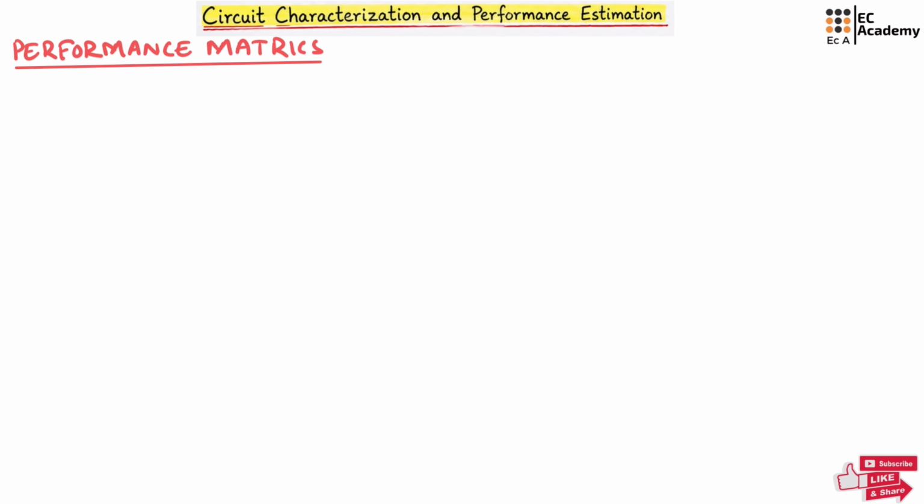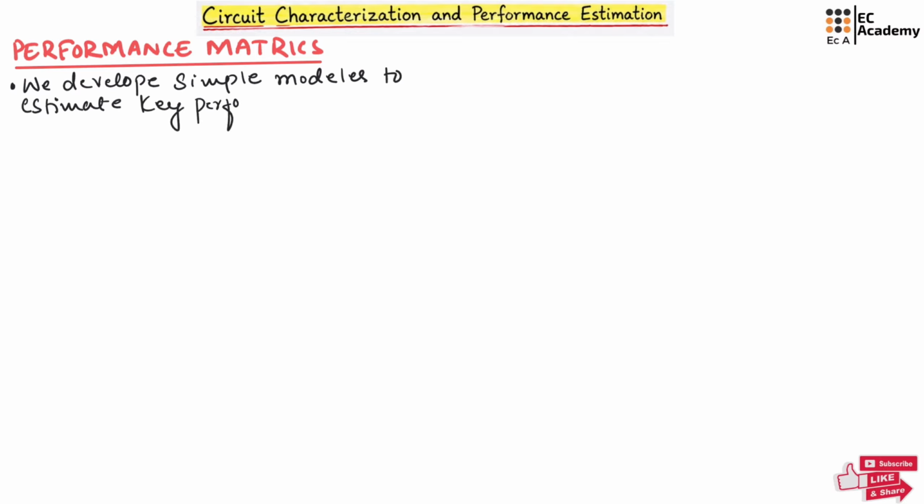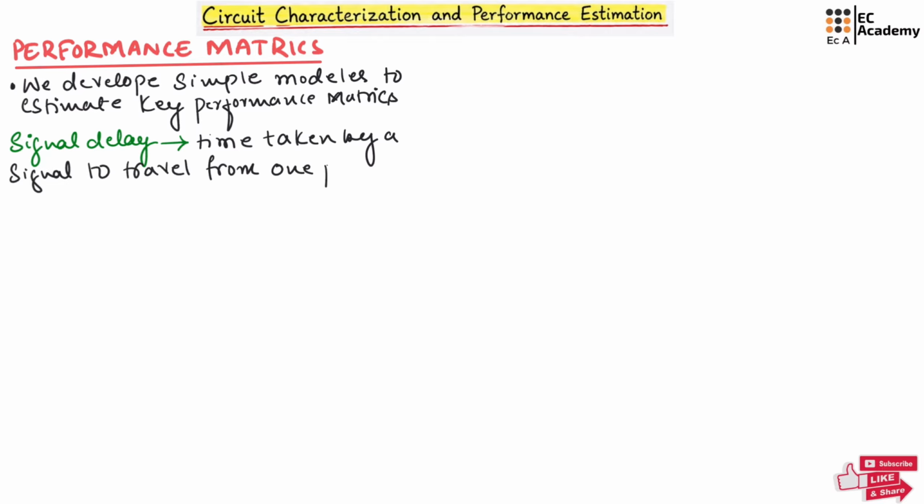Now we come to another important point. We develop a simple model to estimate key performance metrics. The two key performance metrics are signal delay and power dissipation. So what is signal delay? Signal delay is the time taken by a signal to travel from one point to another point.